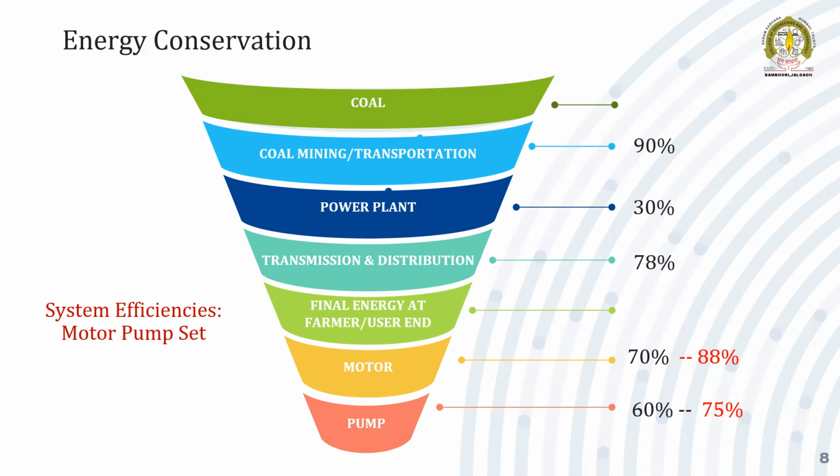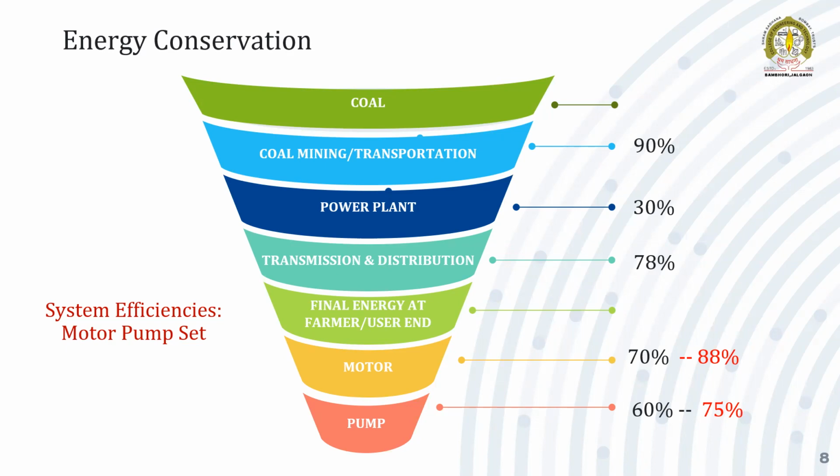Now, the system efficiency. Considering the same flow of energy, we are going to consider the efficiency of the different stages. Say coal, which we have taken as a fossil fuel, is used in a thermal power plant, and the final user is a pump, or it may be an agriculture pump. So coal is the primary energy, and it gets converted into secondary energy with the help of the power plant.